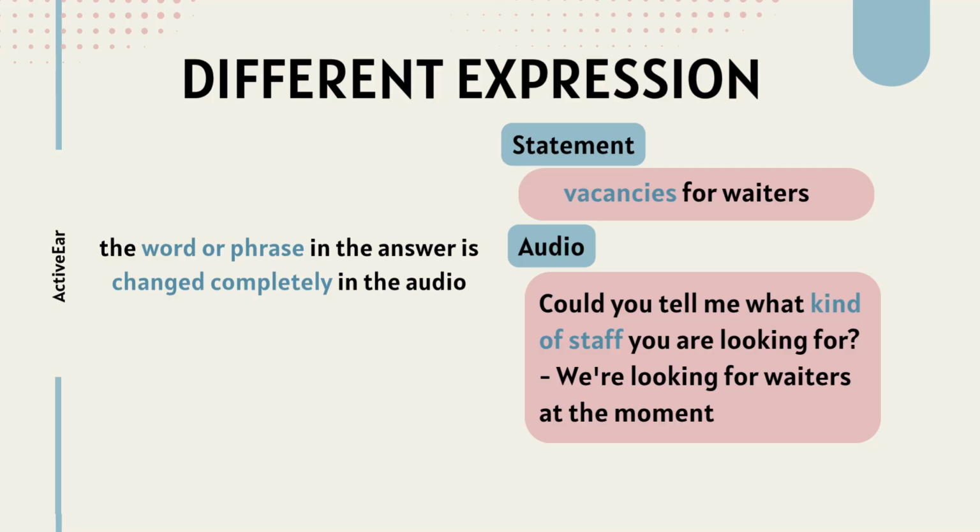The last technique is using different expressions, which is also the most difficult technique because the words and phrases change completely. Therefore, it is quite difficult for the listeners to understand. For example, the question is, "vacancies for waiters," but the audio is, "Could you tell me what kind of staff you are looking for? We're looking for waiters at the moment." Vacancy means a job that is available. In this context, we can understand that "kind of staff" is paraphrased into "vacancies."